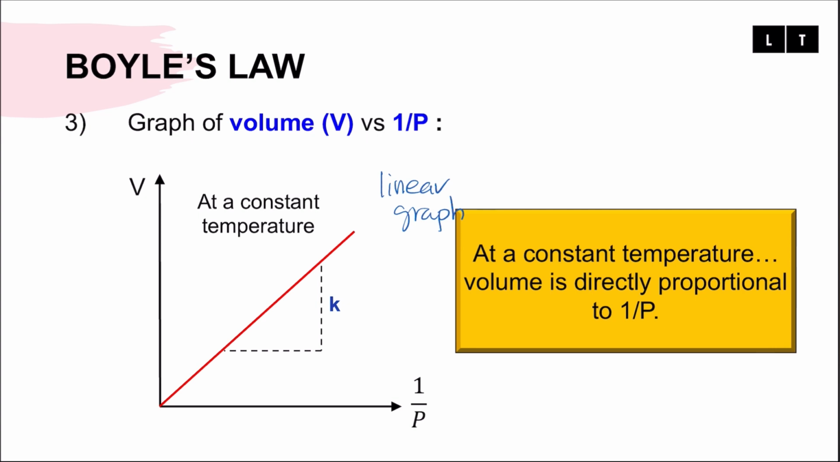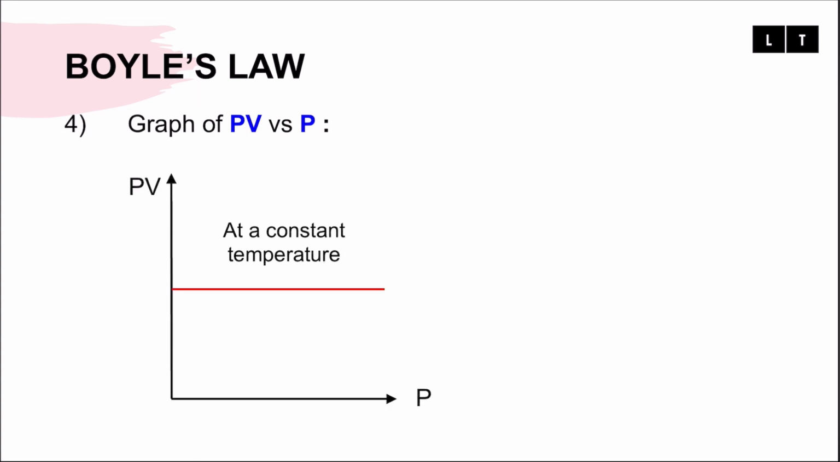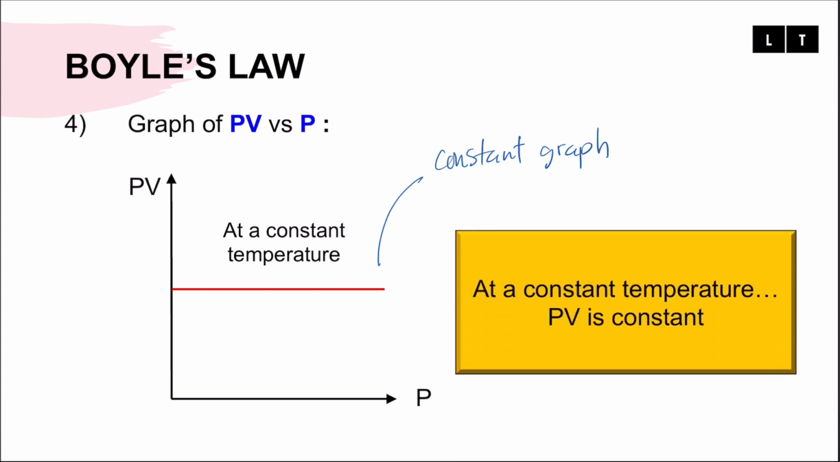Next one, kita ada the fourth graph, iaitu graph of PV versus P. Di mana awak ada y-axis adalah PV, pressure times volume, dan x-axis adalah pressure. So maknanya kita dapat constant graph. So constant graph ni maknanya dia horizontal line macam this one. So we can understand from this graph at constant temperature, PV is constant. So settle untuk Boyle's law.